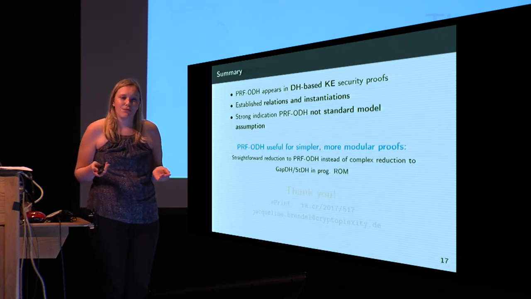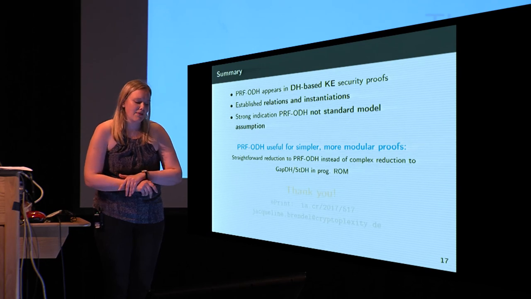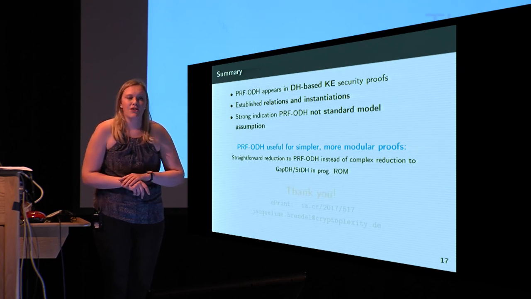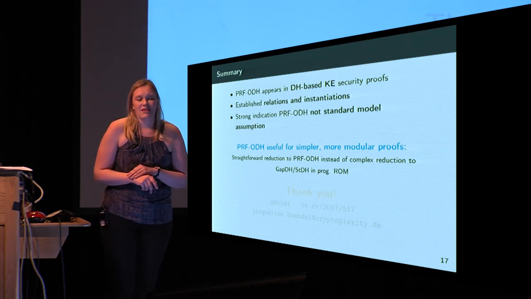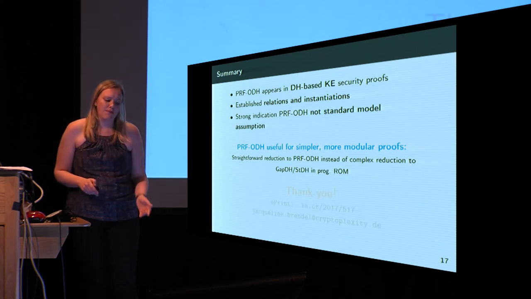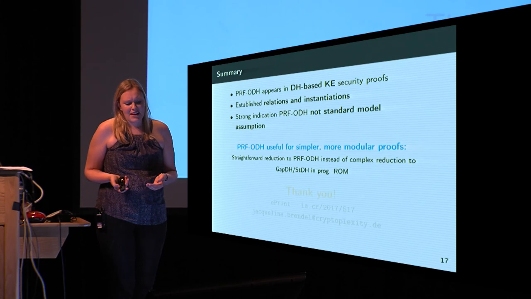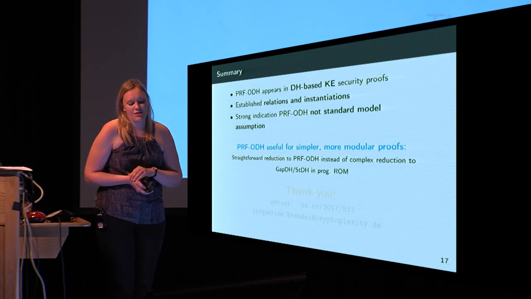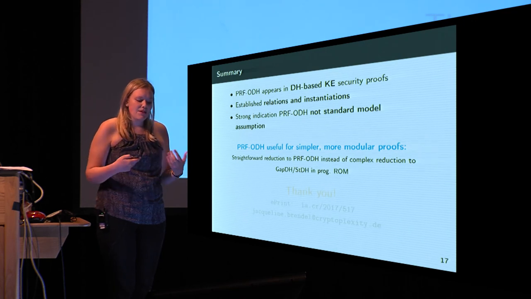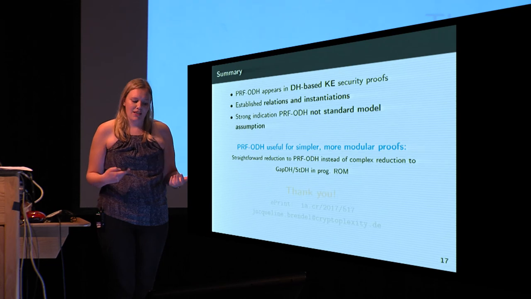However, for everyone who's working on key exchange security, we believe PRF ODH to be very useful because it gets you to simpler, more modular proofs. Usually you have a rather complex reduction to gap Diffie-Hellman or strong Diffie-Hellman in the programmable random oracle model. But by using PRF ODH, this is just a straightforward reduction that makes the proof much easier.